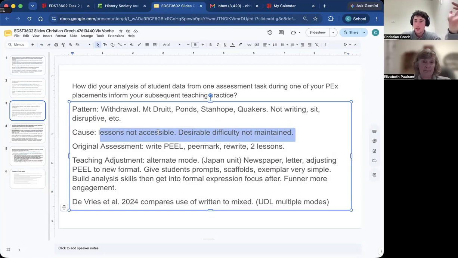Difficulty wasn't maintained for a diverse number of reasons. Some kids have ADHD, they struggle with that. Some kids have dyslexia. Some kids just don't find it the most exciting. Some kids are engaged and they work hard, but they feel they're not being challenged enough. So there's a lot of different levels of withdrawal.